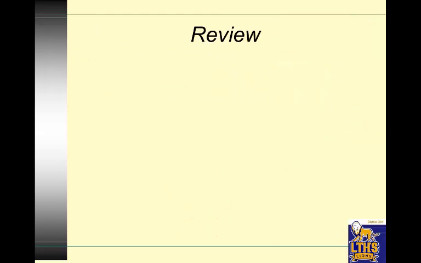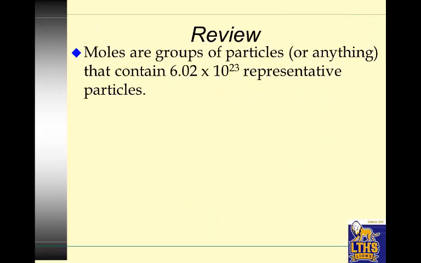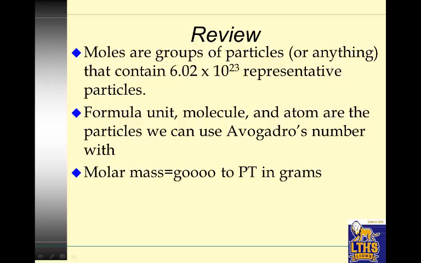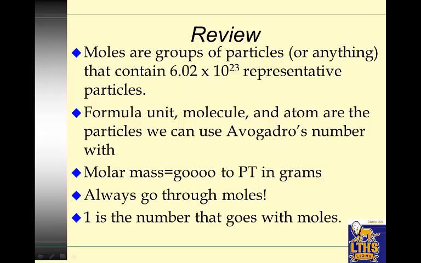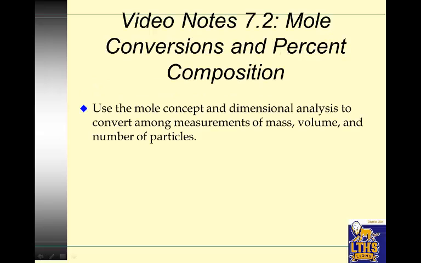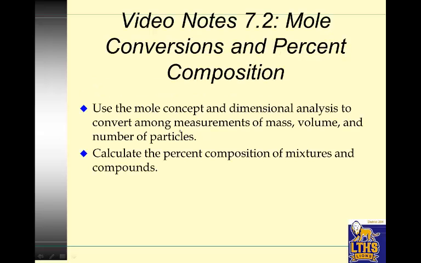Okay, so to review, moles are groups of particles. They have Avogadro's number of particles. All right, these are the smallest pieces. Go to the periodic table, get grams. Always go through moles when you're converting. 1 is the number that goes with moles. Percent is part of the total. It's a lot to do, but I think you can do it. Make sure you read chapter 8 so that you can do mole conversions and calculate percent composition. All right, so we're going to be practicing in class. See you soon.